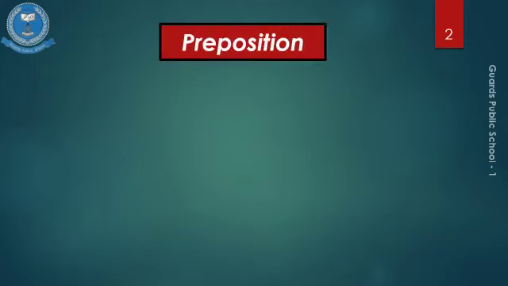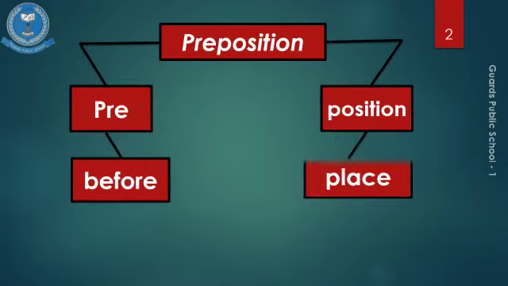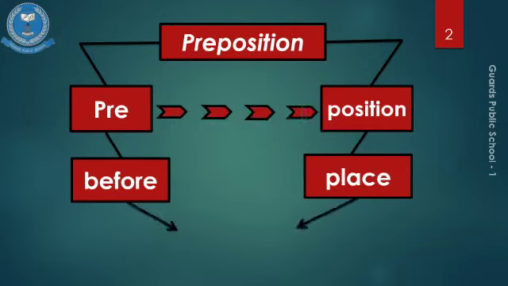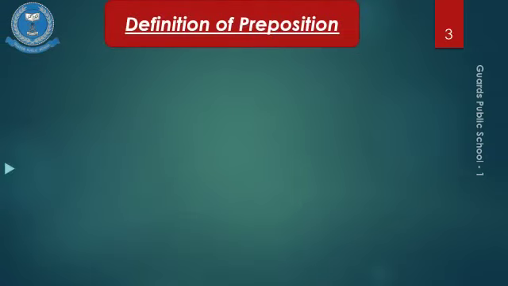Our today's topic is preposition. It is a combination of two words, that is pre means before and position means place. It defines the position of a noun with another word in a sentence. Now let's discuss what is preposition.